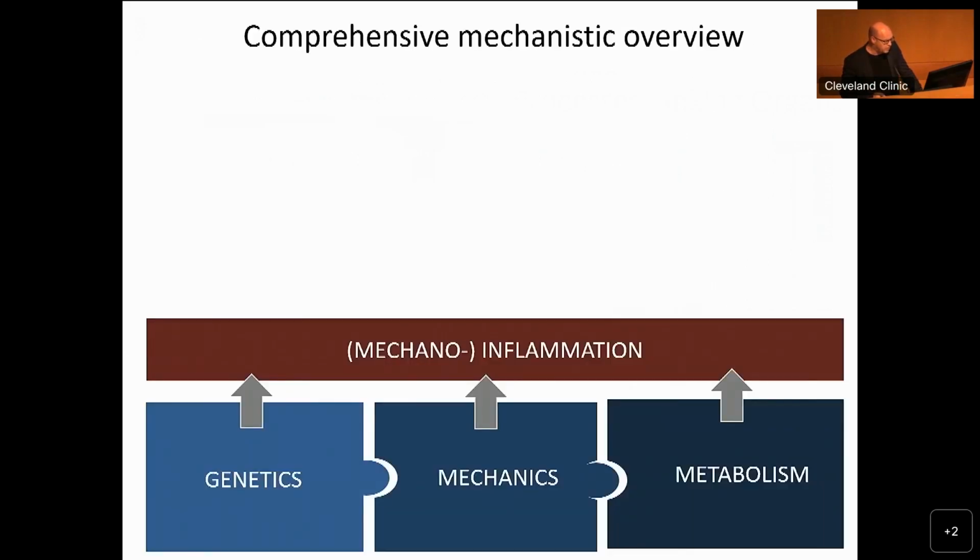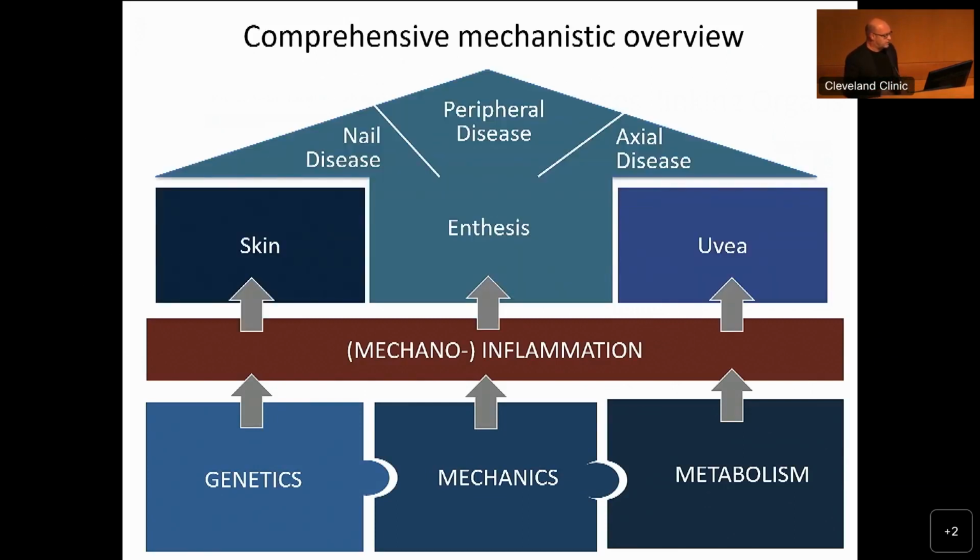Now, what we know is that there are probably three key factors which set a state where you are more prone to develop psoriasis and psoriatic arthritis. Definitely genetics, then mechanics and metabolism. And a considerable portion of the inflammation in psoriatic disease is a so-called mechanoinflammation, which then drives skin disease, enthesitis leading to nail disease, peripheral disease, and axial disease, and occasionally also the development of uveitis, as we have seen in the case before.